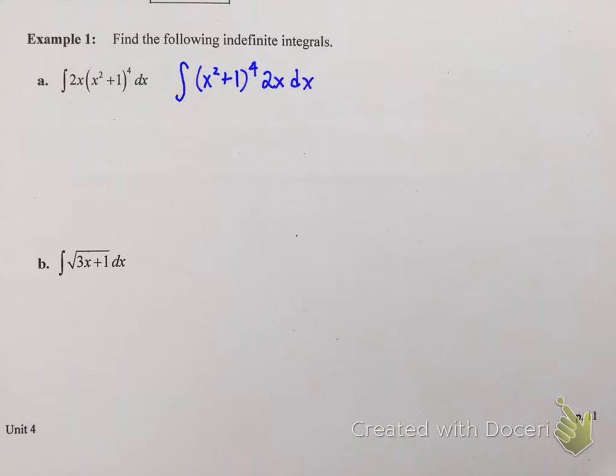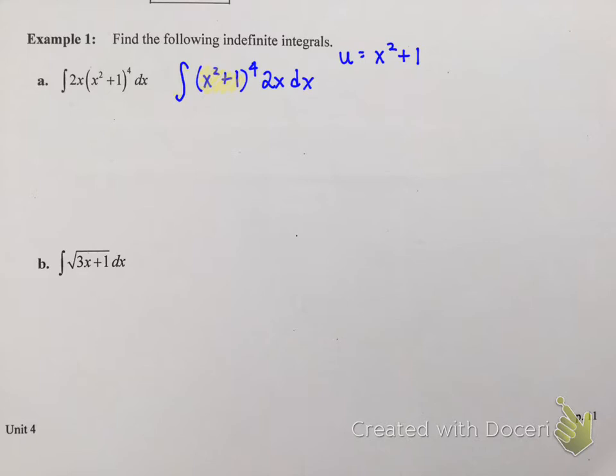Now I can't integrate this because it's a product, and it's not a product that is familiar to us. So what I'm going to do is let u equal x squared plus 1. The reason I picked that is because I can take the integral of u to the 4th very easily. So let's see what happens.